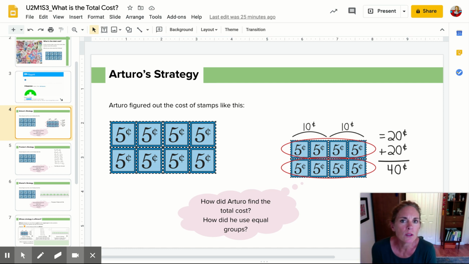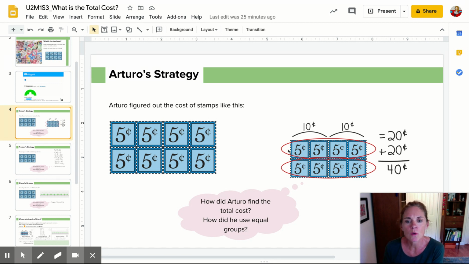Okay, so now that you have thought about how you would figure out how much a sheet of stamps like this would cost, let's look at some other student strategies. So here's Arturo's strategy. He figured out the cost of stamps like this.